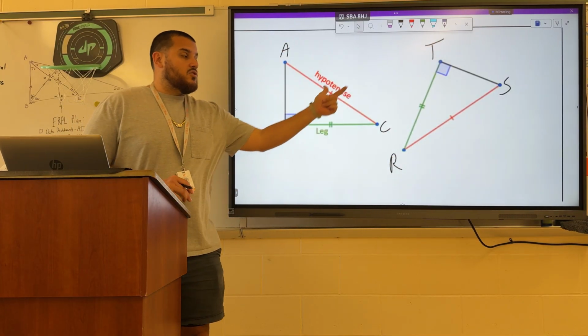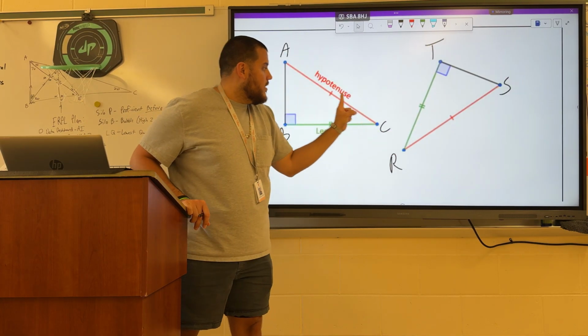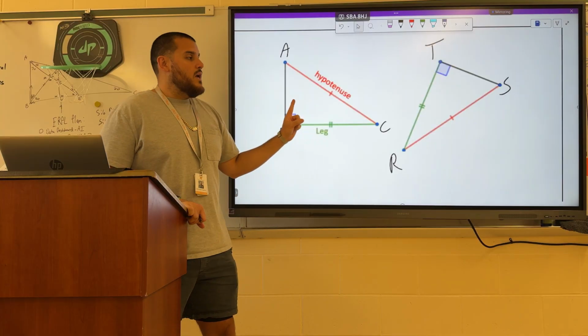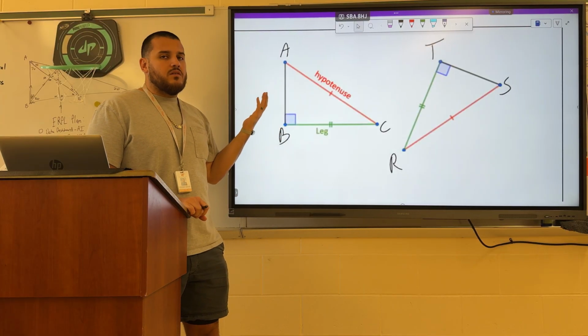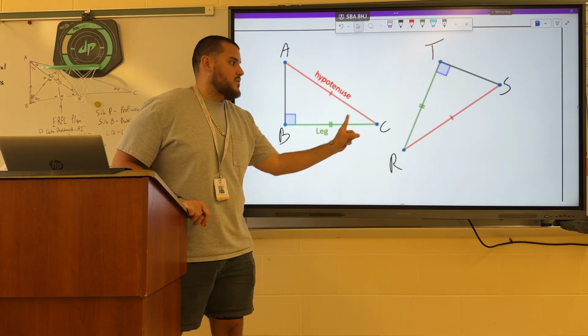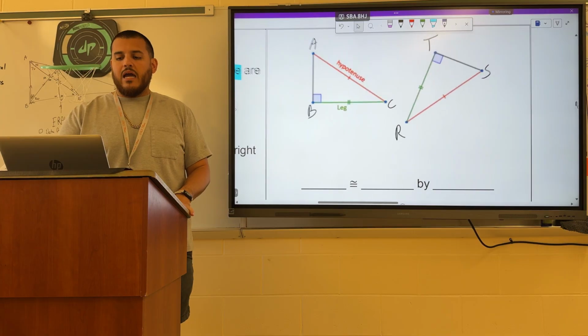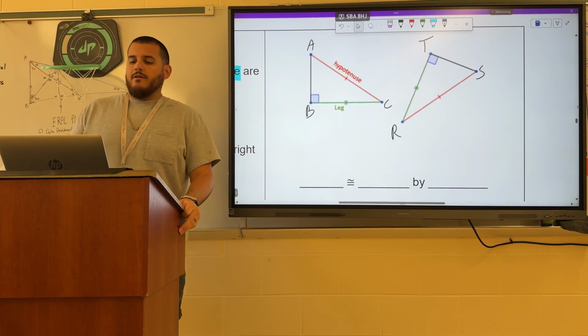So we have right triangles. The hypotenuses are marked congruent. They both have one dash on them. And then one pair of the other sides, because both of these are legs. So we only need one other pair marked congruent, which we have there. That gives us congruent triangles by the hypotenuse leg theorem.